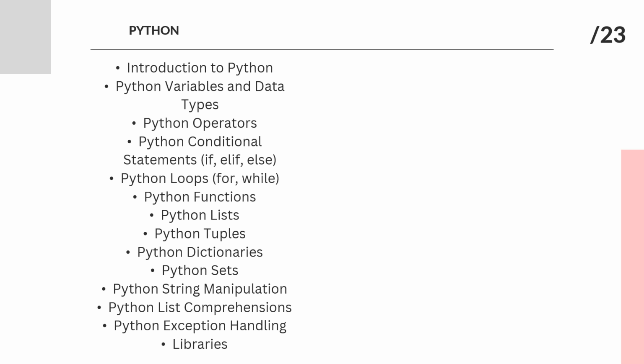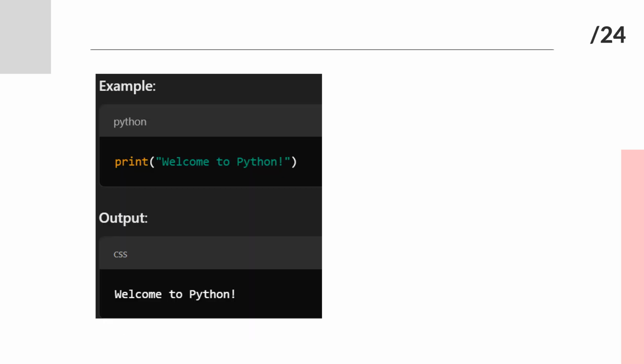And next is Python. So these are the topics we're going to learn in this lecture. This is the basic code of Python, and this is the output of this code.